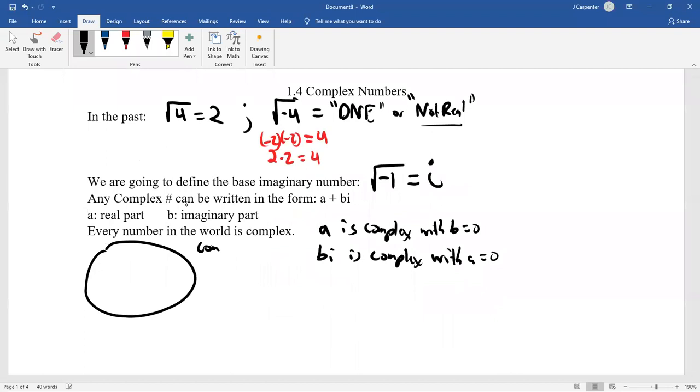here's our complex numbers. You can say that our real numbers are here. And our imaginary numbers are here.